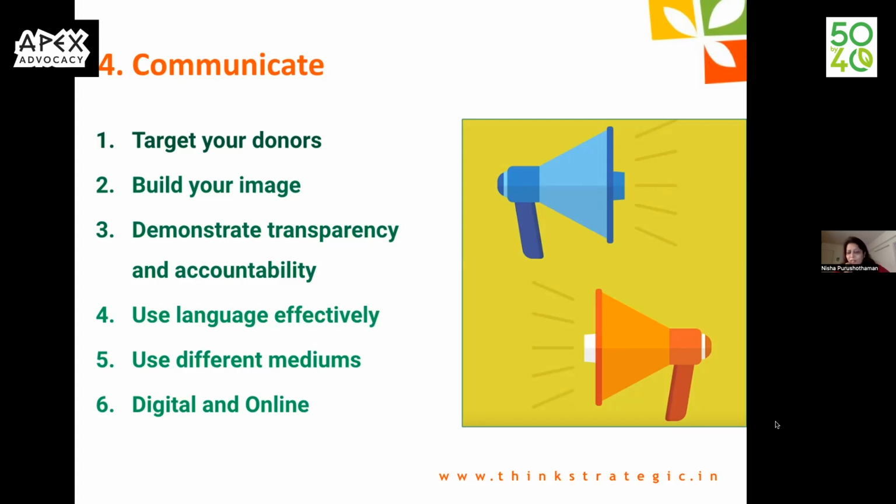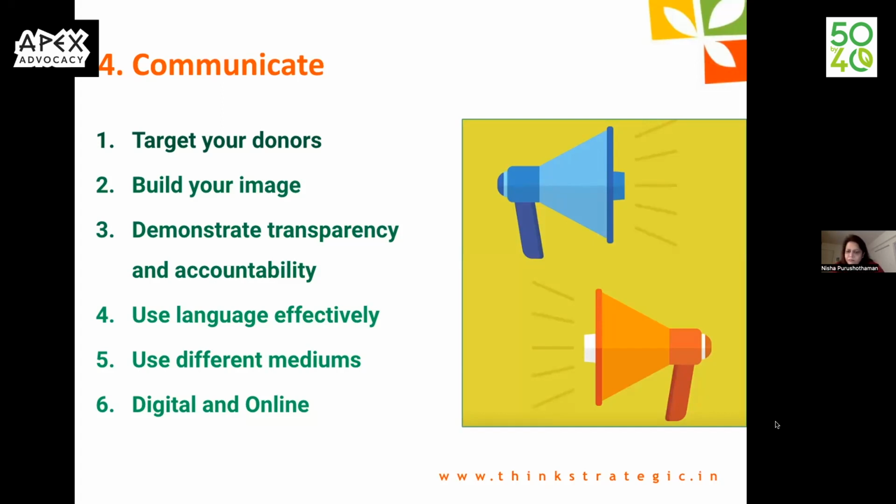And some of the things that I focus on when we speak about this is having an annual report, having a website, and simple statements in your annual report, for instance, which will say that a complete audited statement of accounts is available on request, right? Simple statements like this, which say that you are open to scrutiny if required. So communicate to build your image and ensure that people know that you are transparent and accountable.